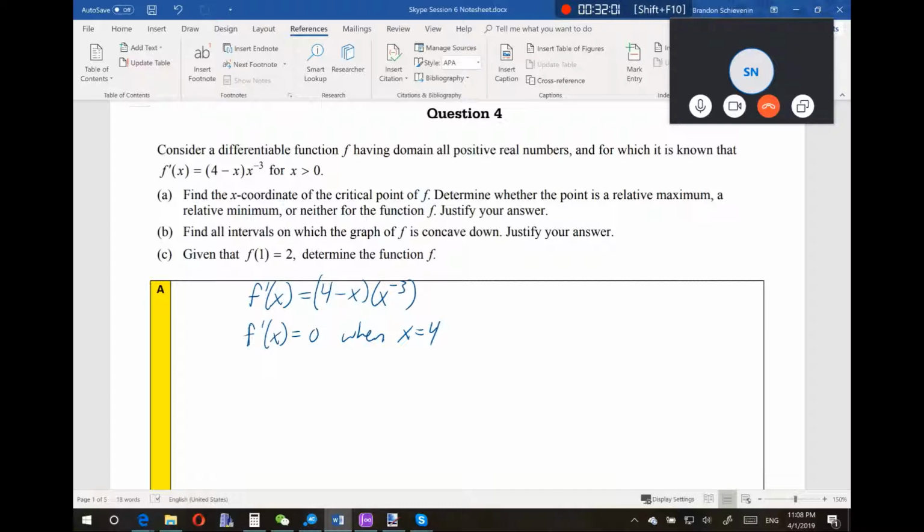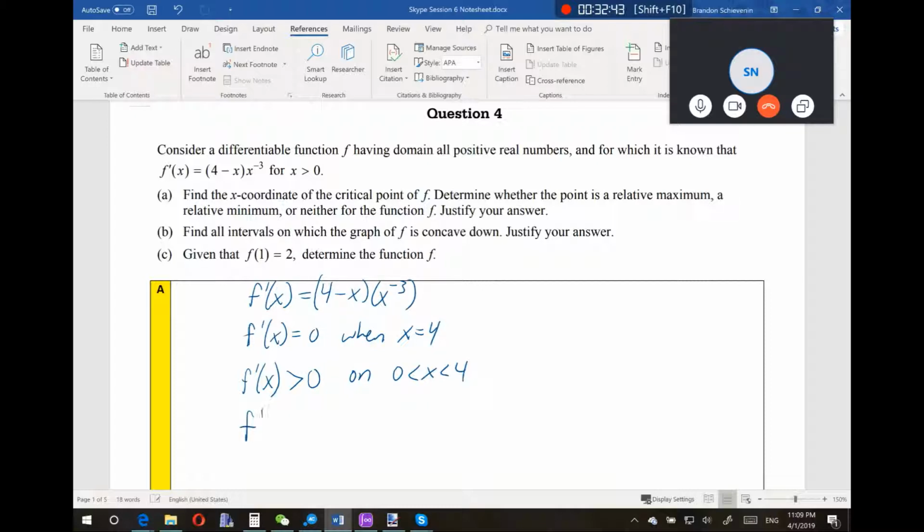Okay, so let's plug in a number. What number do you want to plug in? 0 and 5. I can't plug in 0 because that's not in our interval. Oh yeah. 1 and 5. Okay, so let's plug in 1. When I plug in 1, am I going to get positive or negative? Positive. So I could say f prime of x is greater than 0 on the interval when 0 is less than x is less than 4. If I had plugged in 0, I would have been dividing by 0 as well.